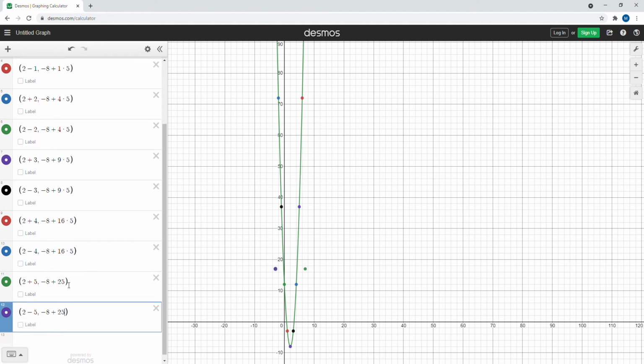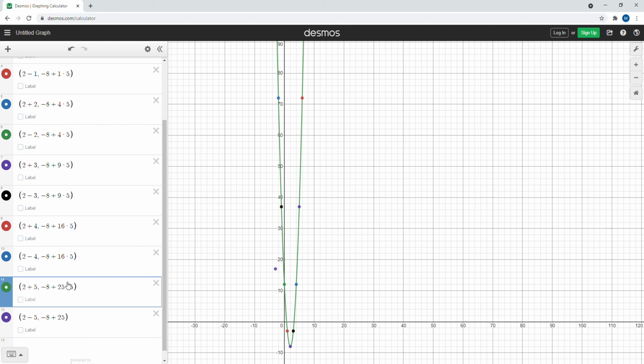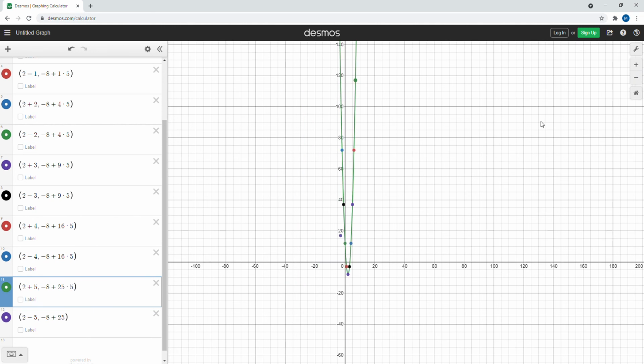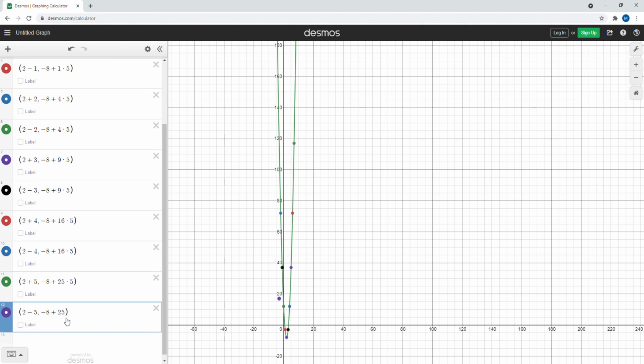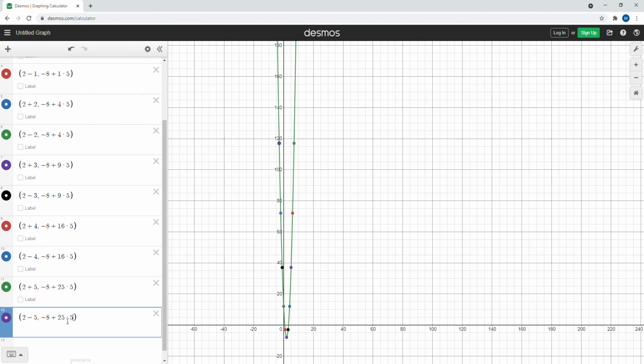Okay, and then we're going to have to do Shift 8 times 5, and I'm going to have to zoom out one more time in order to be able to see that. So there's that point right there, which is (7, 117). Okay, and then we're going to do the same thing for the next point. We'll hold down Shift 8 and multiply by 5. And so now all of our points are on the parabola.